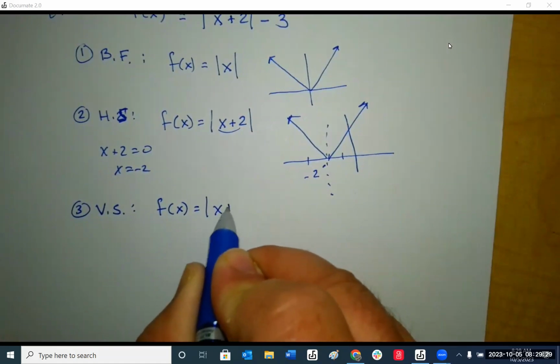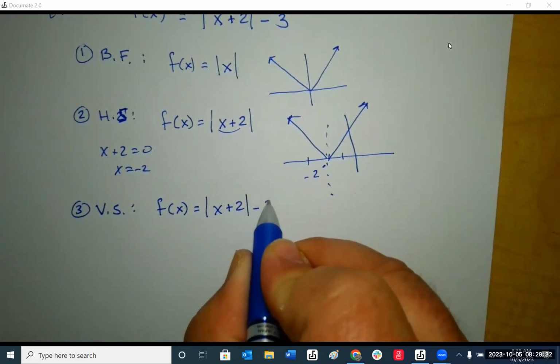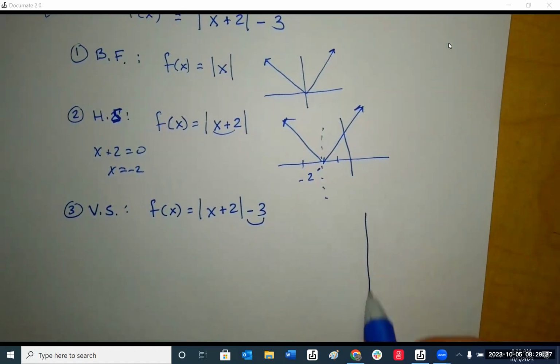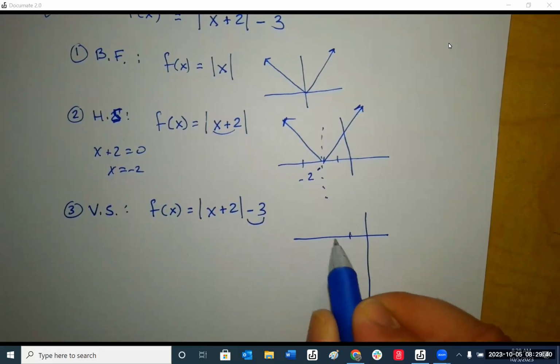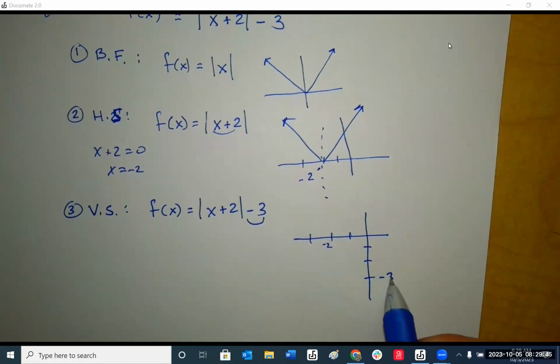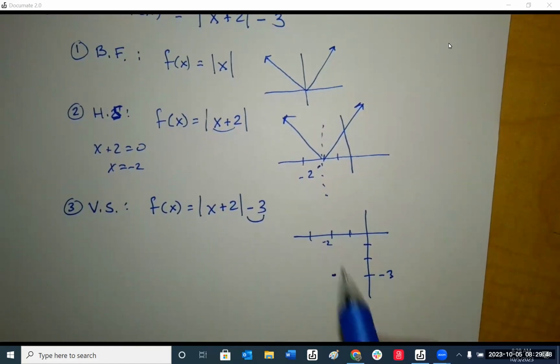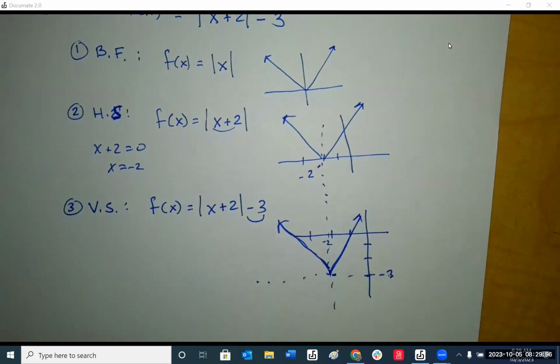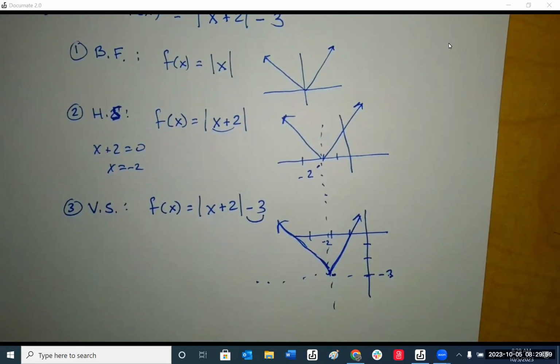Now, is there anything added or subtracted to the function? Yeah, -3. So from -2, we go down 3 spaces to our new origin. And the graph looks the same. Up until now, all we do is just move the basic function up, down, left, right.